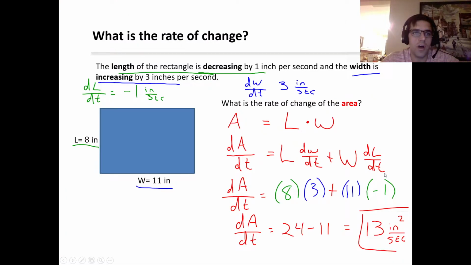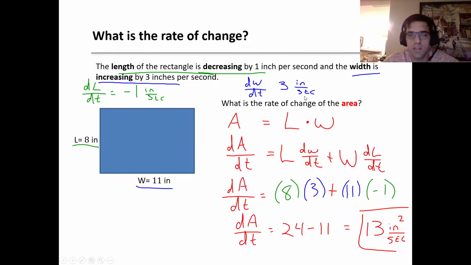So here we go. The length of a rectangle is decreasing by 1 inch per second, and the width is increasing by 3 inches per second. So here's a rectangle, the length 8 inches, but it's decreasing an inch every second. The width 11 inches, but it's increasing by 3 inches every second. What is the rate of change of the area? Basically, how is the area of this shape growing or shrinking as time moves on?